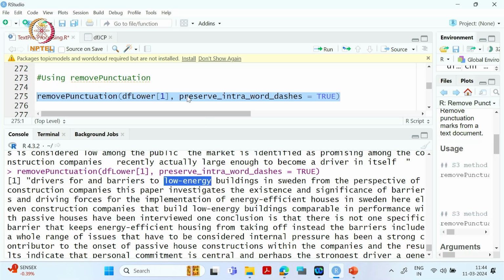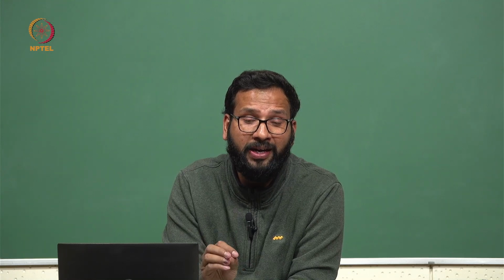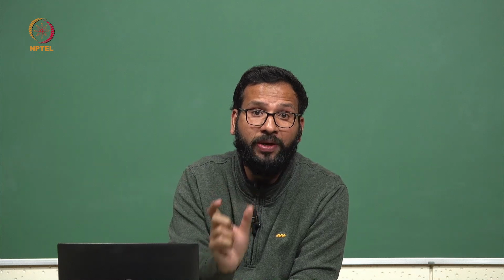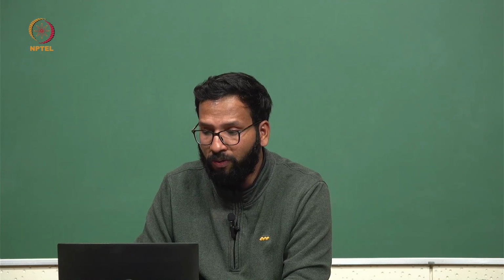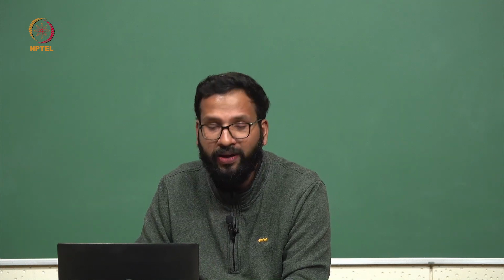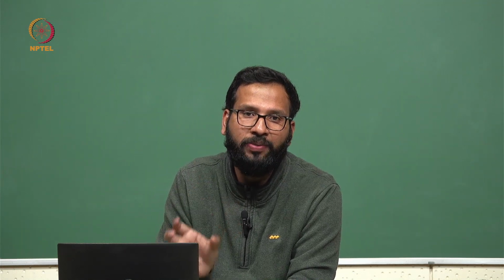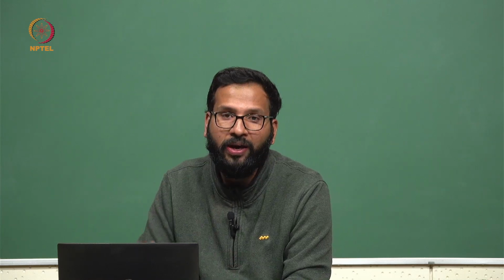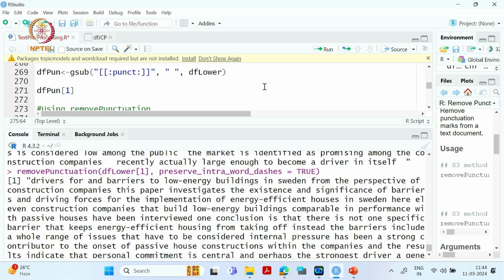So what exactly this means is that you do the remove punctuation operation on this data set, but preserve the dashes between the words. By default it is always false, but you can call it in this way to keep those dashes between the words. Or you can use the earlier gsub function to remove the dashes and replace them by a space or any other symbol you want.